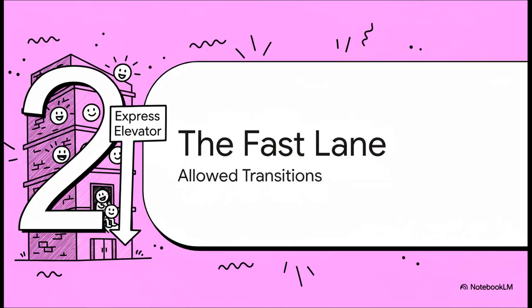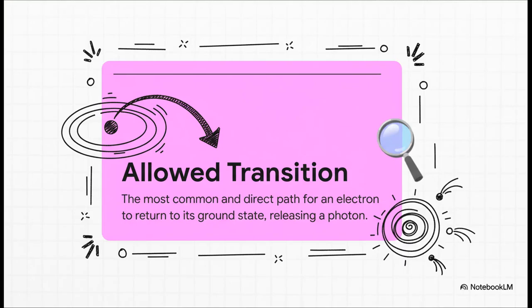But here's the thing. What goes up must come down, right? Being in that fancy, excited state is only temporary. The electron wants to get back home to its cozy ground floor, and the most common way to do that is to take the express elevator straight back down. This express route is what physicists call an allowed transition. It's the superhighway, the most common, high-probability path that follows all the standard quantum rules. And as that electron drops back down, it has to get rid of its extra energy. How? By spitting out a new photon of light.